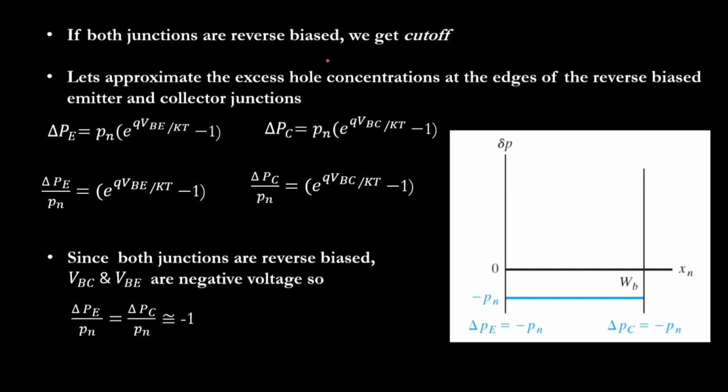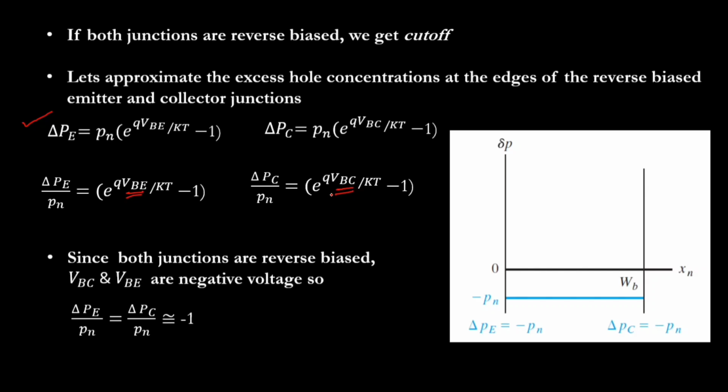Let's approximate the excess hole concentration at the edge of the reverse biased emitter and collector junction. Look at this equation, we know this equation already. Delta PE is the excess hole concentration at the emitter junction, and this is the excess hole concentration at the collector junction. We know these two expressions already. From this expression we can write this one, and here we are supposed to apply a minus VB value, and here we are supposed to apply minus VCB value.